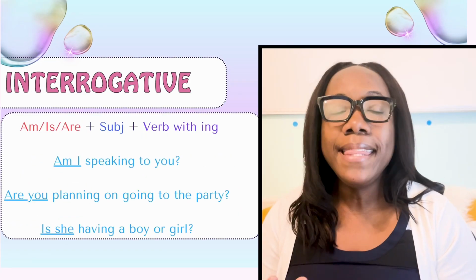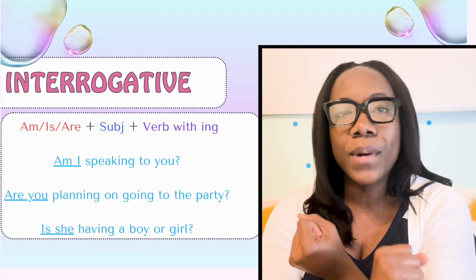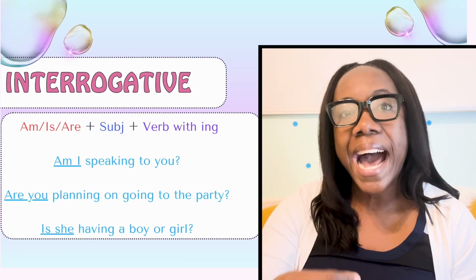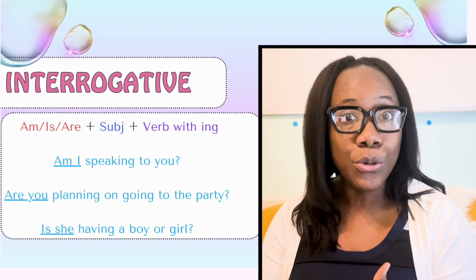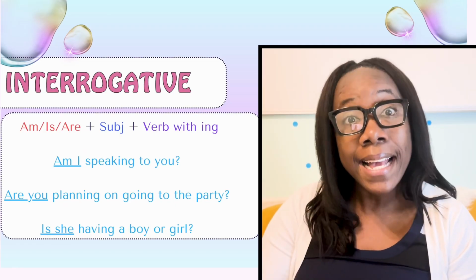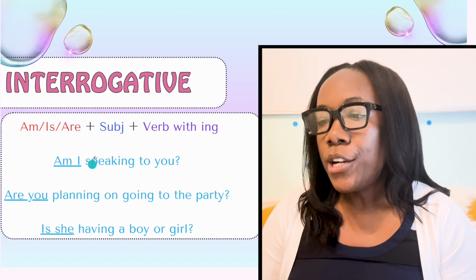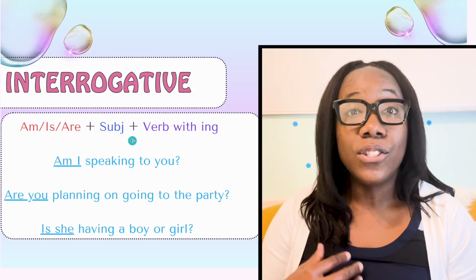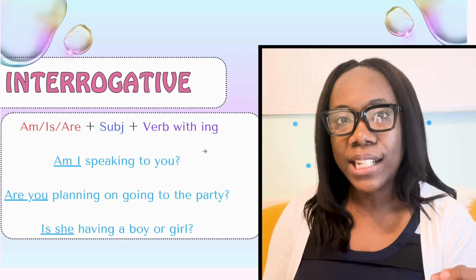Okay. And then the interrogative, to form questions, we're going to trade places. So instead of saying I am, we say am I. Instead of you are, we say are you. Instead of he is, we say is he, etc., etc. So we use am, is, or are plus the subject plus the verb with ing.